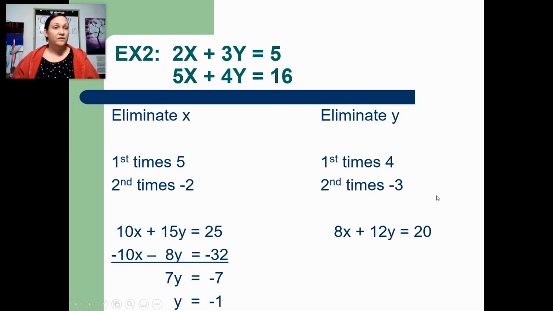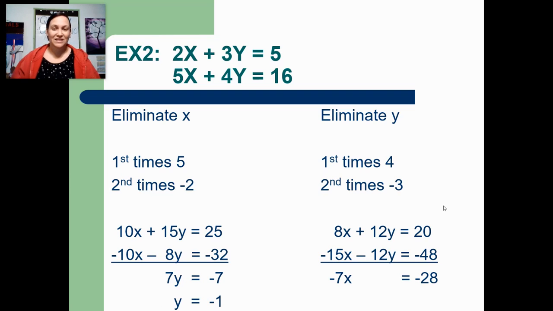Here's what I got when I multiplied the first equation by 4 and the second equation by negative 3. Then we add straight down. This time my y's are going to eliminate. So 8 plus negative 15 is negative 7. My y's have canceled. 20 plus negative 48 is negative 28. And I've got my second answer, x equals 4.